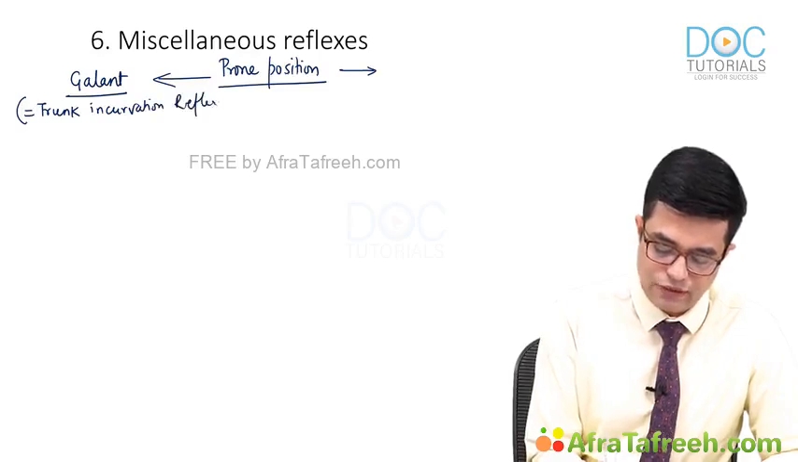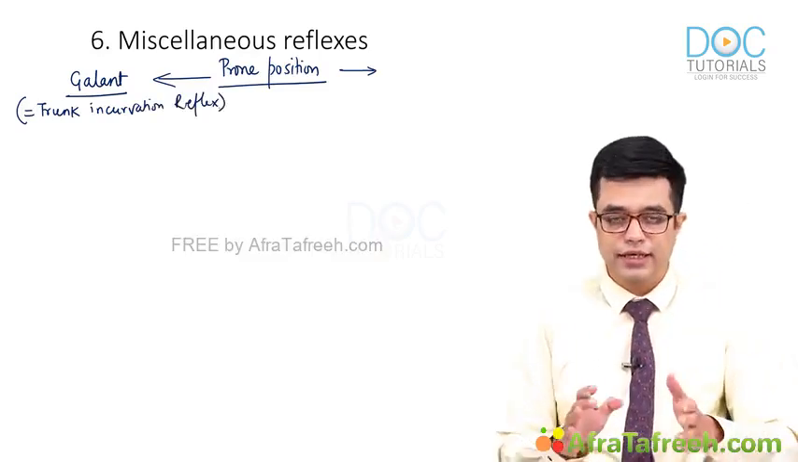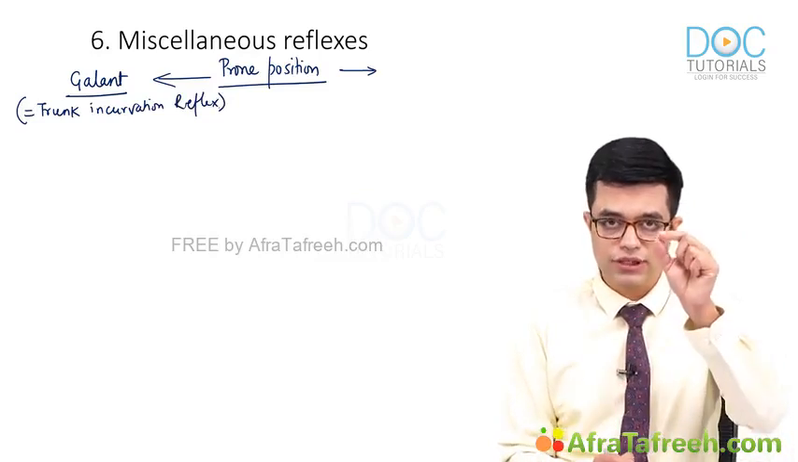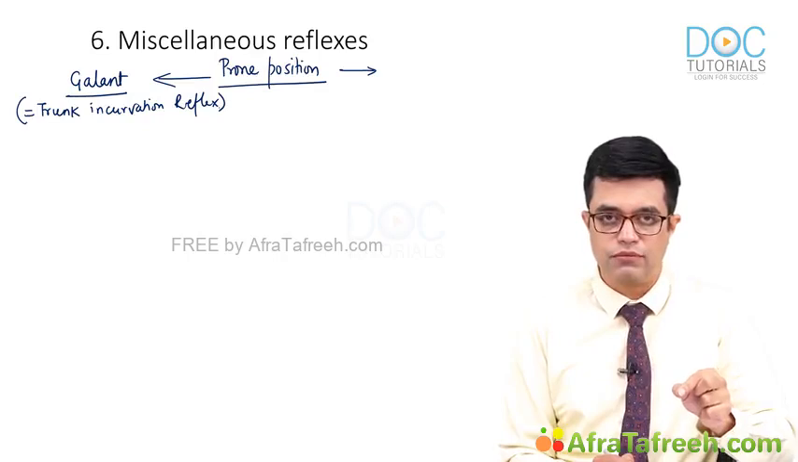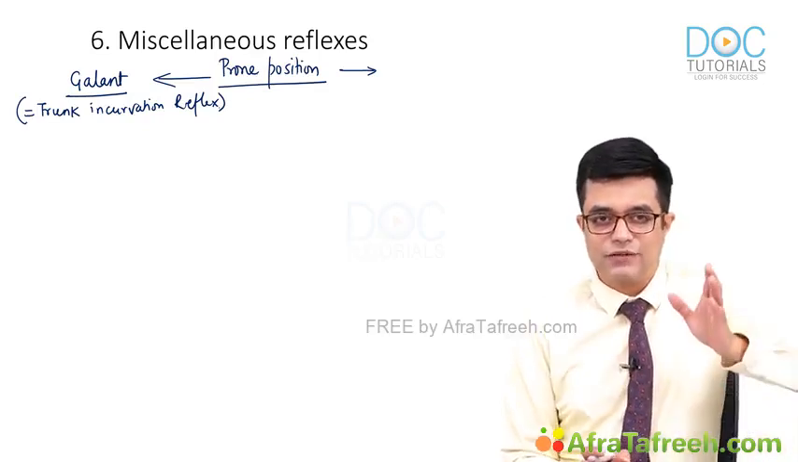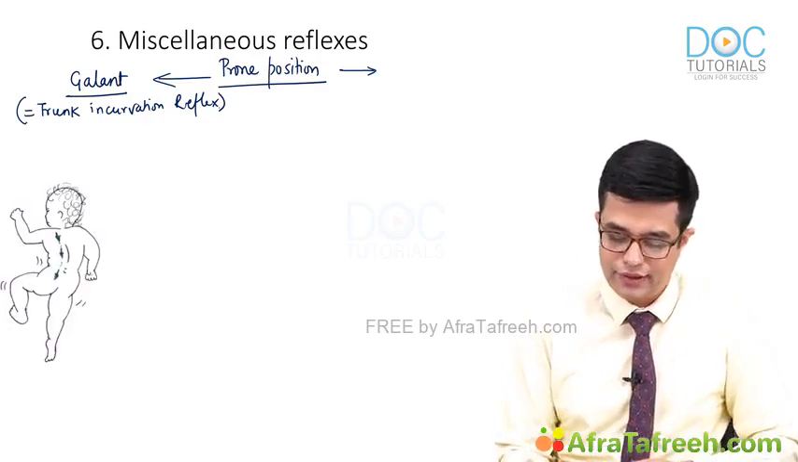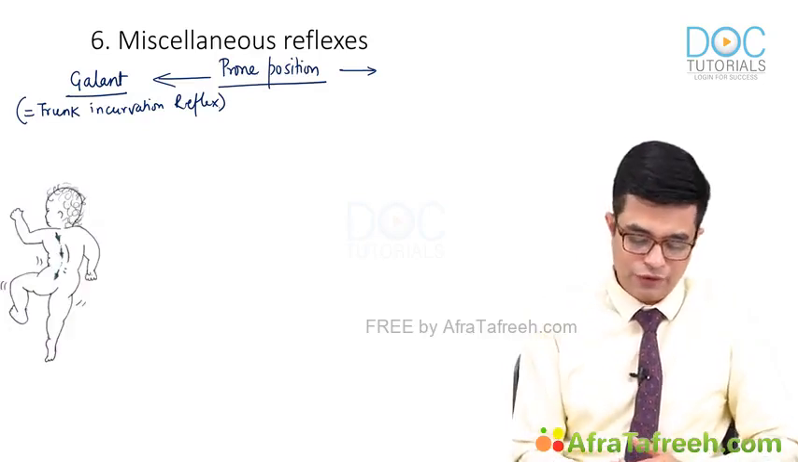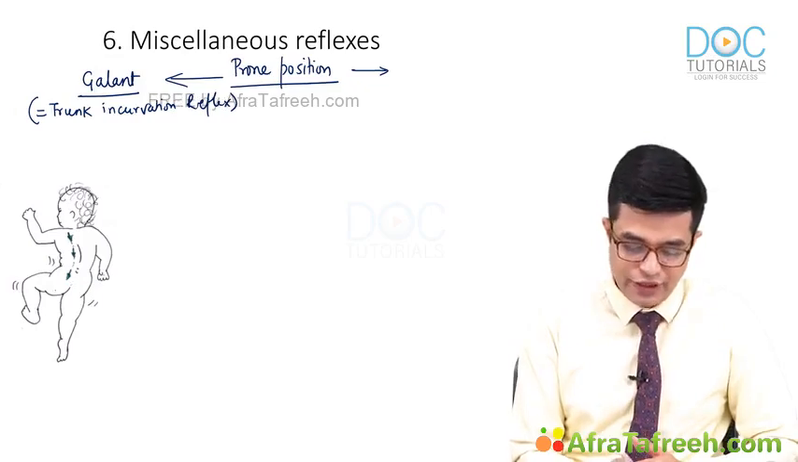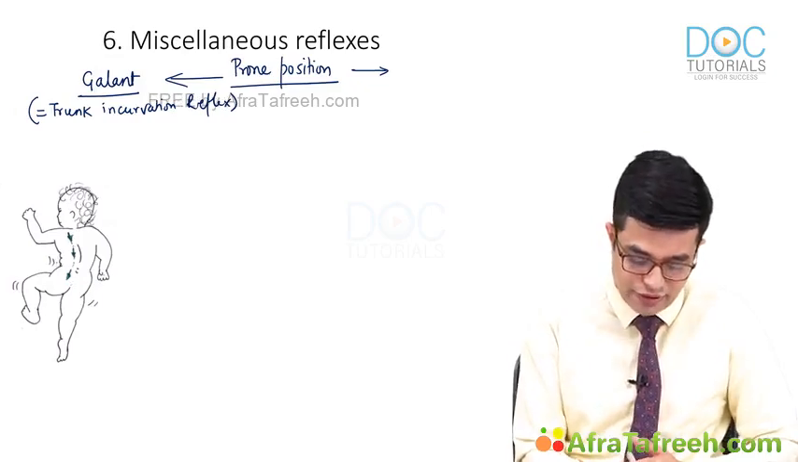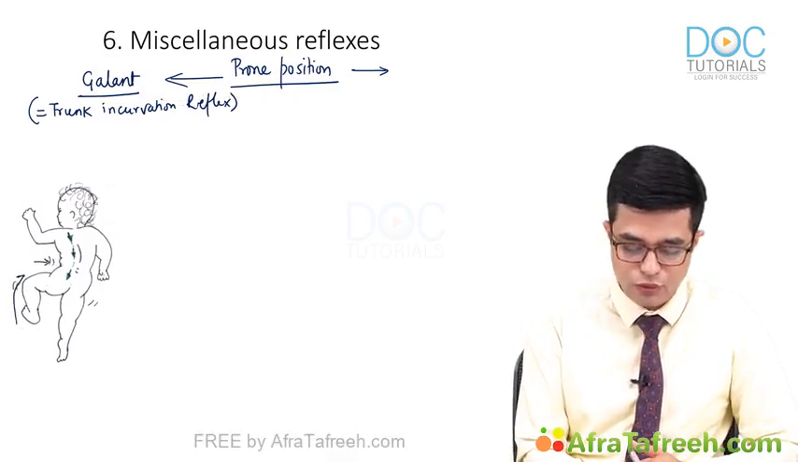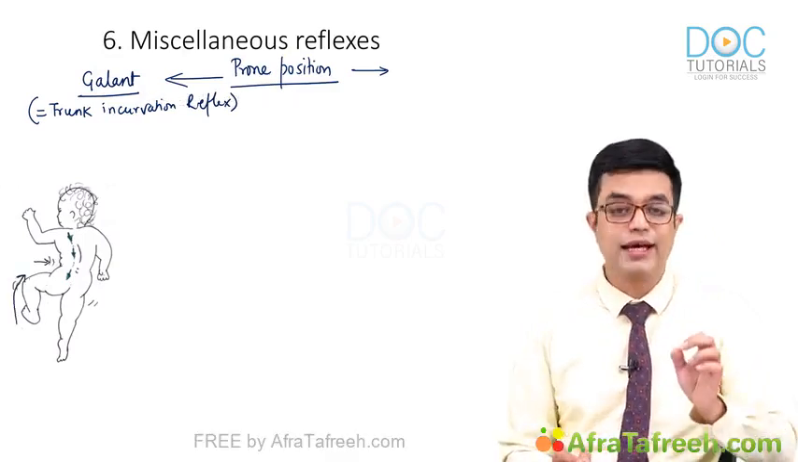What we do in trunk incurvation reflex is, in a lying down child, lateral to the midline, we stroke the child from top to bottom. You will find that pelvis and trunk curves on the same side, like this. So if you go from top to bottom, lateral to the midline of the spine, you will find that the trunk incurvates like this and the pelvis also moves like this. This is called as gallant reflex.